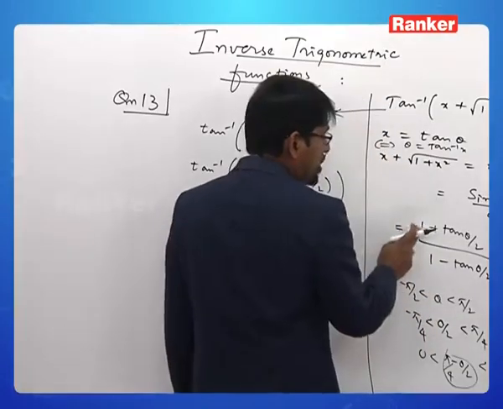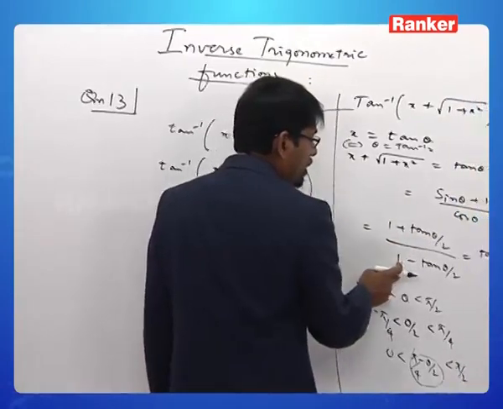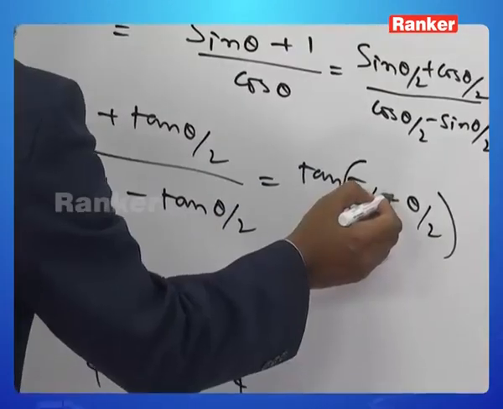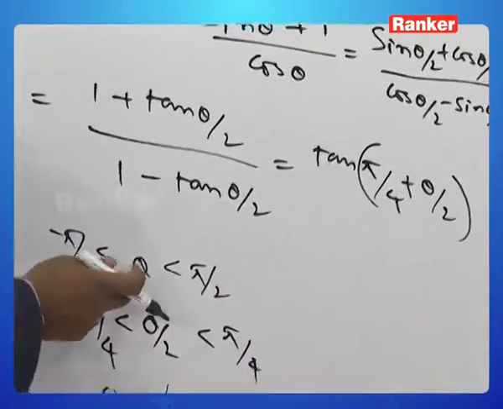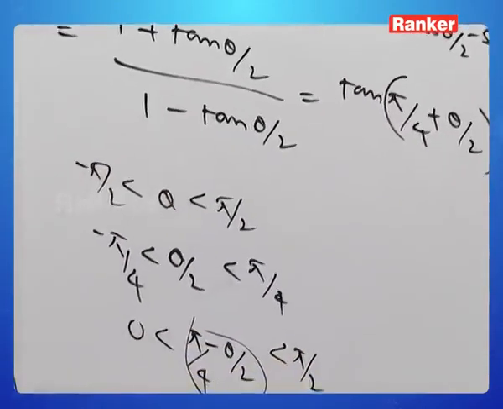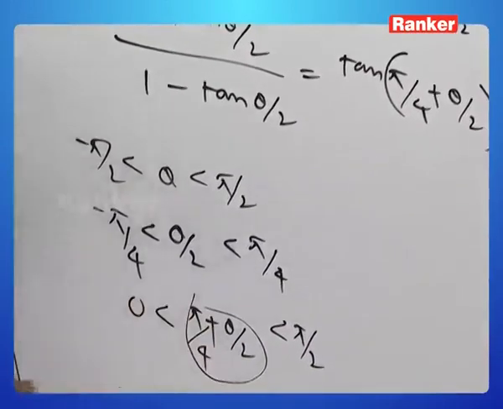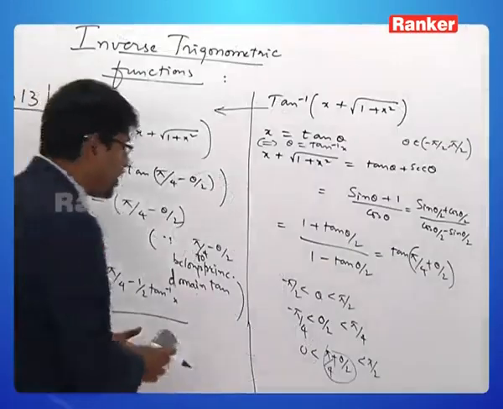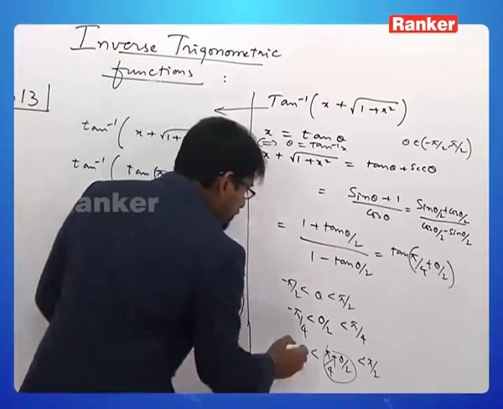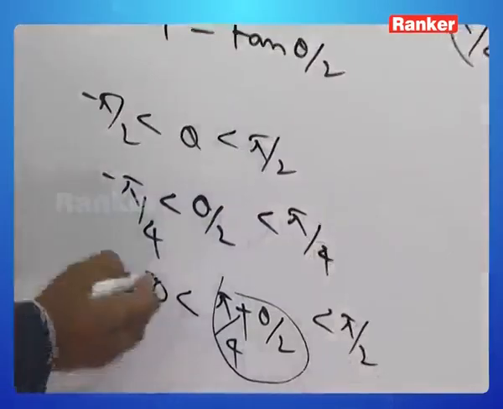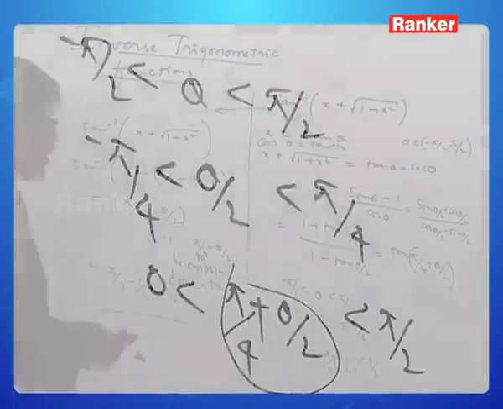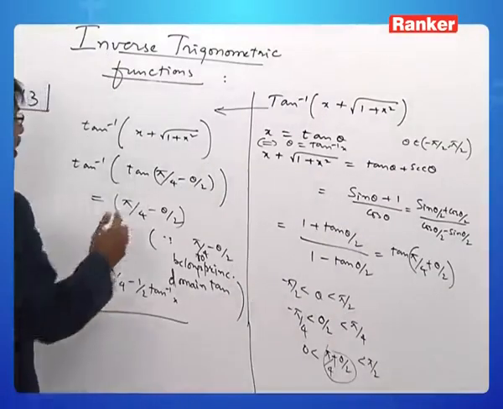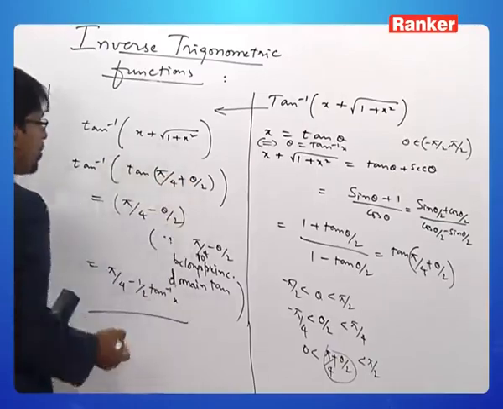This is 1 plus tan theta by 2 by 1 minus tan theta by 2, which is equal to tan of pi by 4 plus theta by 2. So theta lies between minus pi by 2 to pi by 2. So pi by 4 plus theta by 2 also would lie between 0 to pi by 2. Okay. So here we have pi by 4 plus theta by 2.